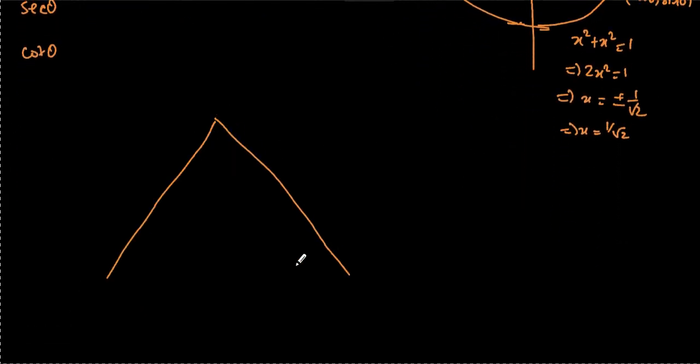Consider an equilateral triangle. Drop a median which will also become an altitude and a perpendicular bisector. So this is 60 degrees, this 60 degrees. This 60 will be bisected into two halves, 30 and 30.